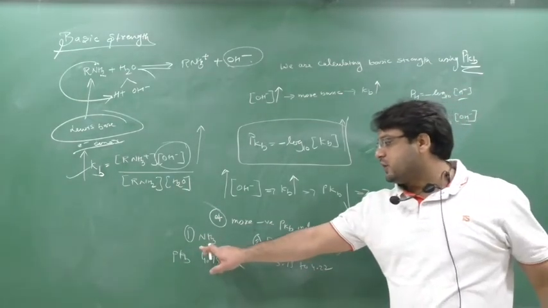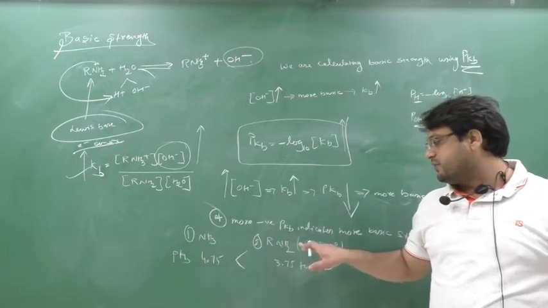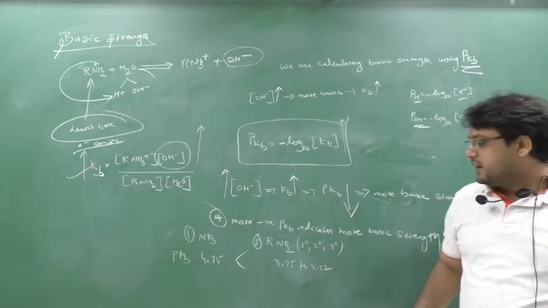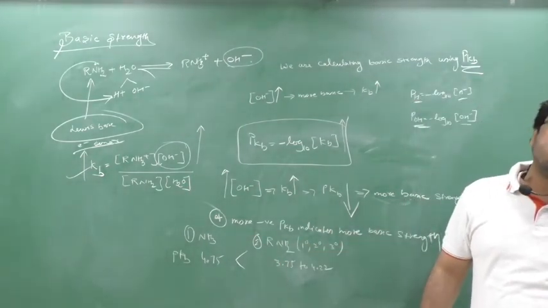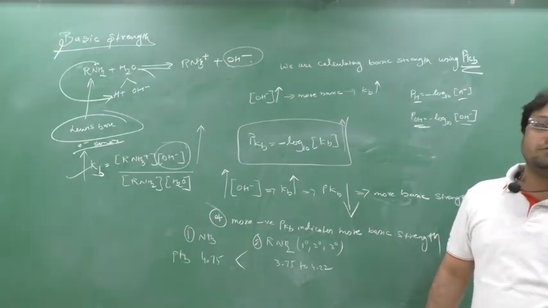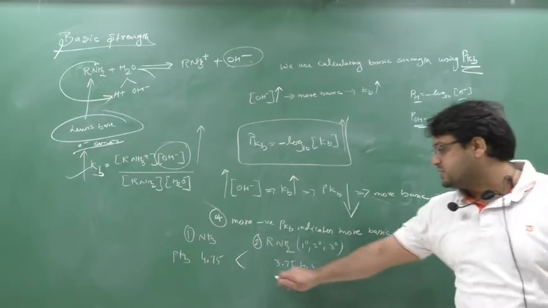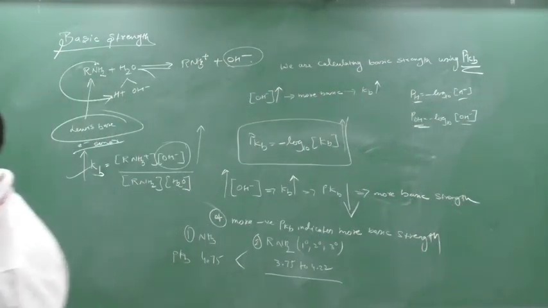So now here for ammonia, PKB is 4.75 and for amines, whether 1 degree, 2 degree or 3 degree, it is 3.75 to 4.22. Now both values are positive. When both values are positive, you have to see the lesser value, because the lesser the PKB, the more basic strength. So this is the lesser value, meaning amines have more basic strength than ammonia.